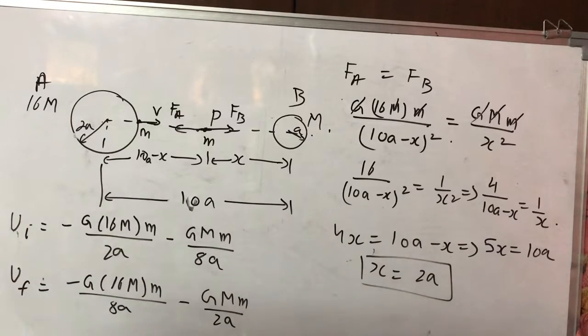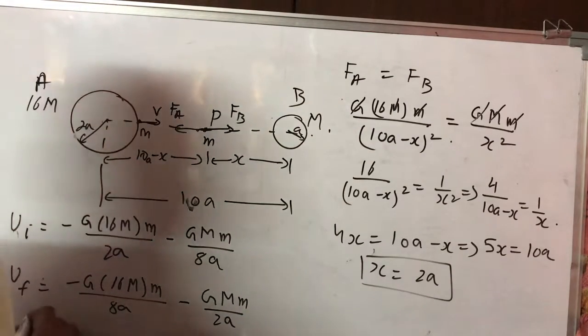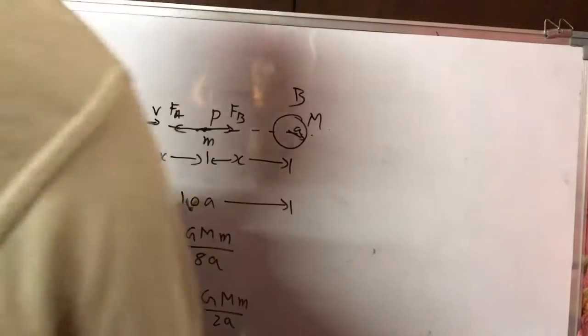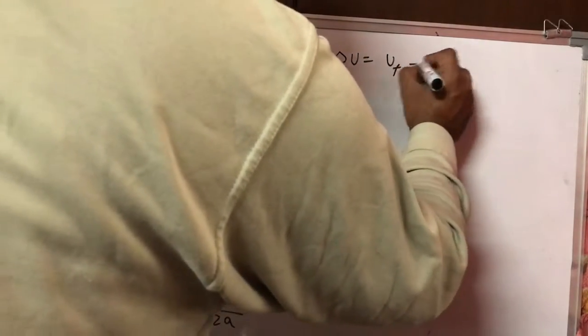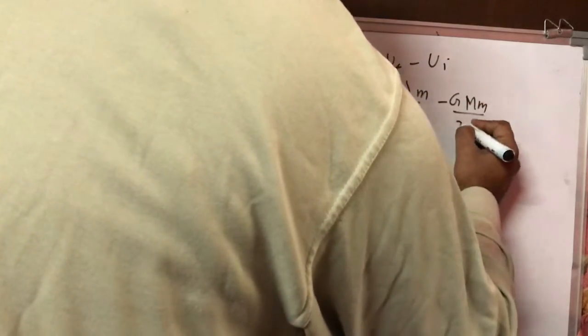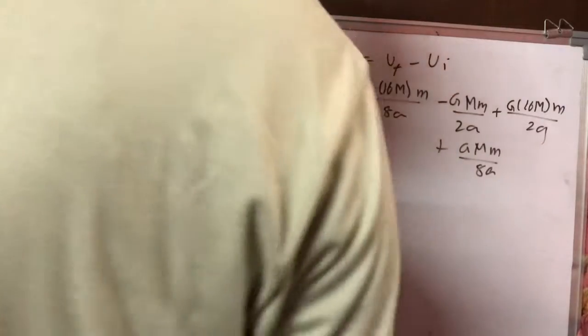Now let us find the change in potential energy when it moves from the surface of this 16m to point P. That change in potential energy will be delta U. The change in potential energy delta U will be equal to final potential energy minus initial potential energy, which is equal to minus G into 16m into small m divided by 8a, minus G into capital M into small m divided by 2a, minus minus, plus G into 16m into small m divided by 2a, plus G into capital M into small m divided by 8a. Now we can take 8a as our LCM.